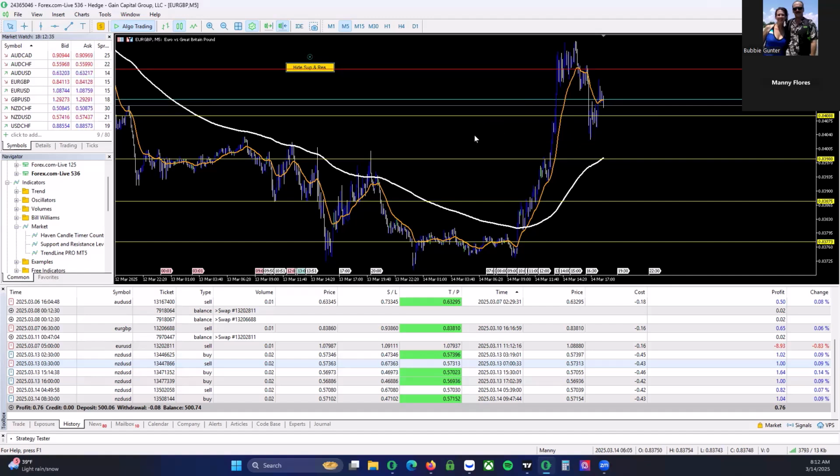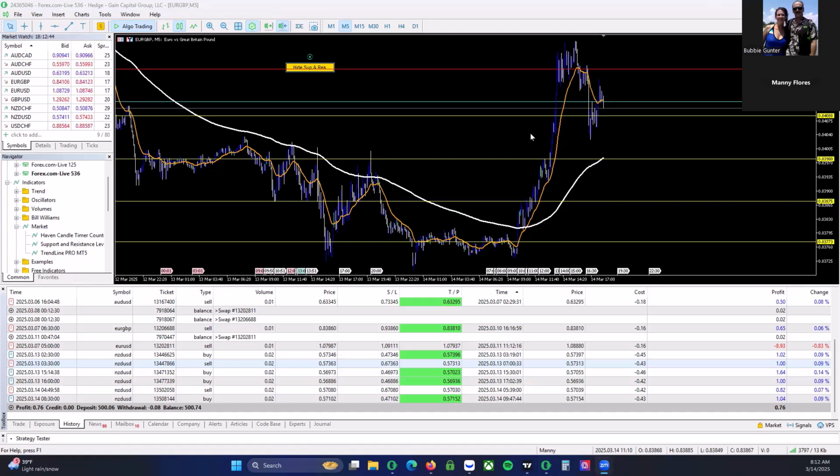We're talking about the Euro Great British Pound, and I just shared with you that I don't trade this one anymore. I still have it on my list. I might take it off next week. I might leave it on for people who have larger accounts. But the reason I don't trade this anymore is it costs so much.